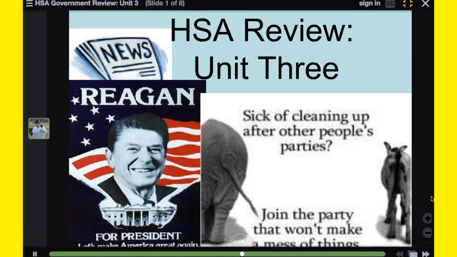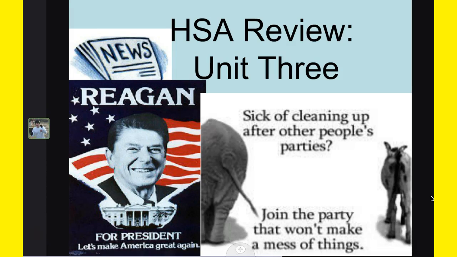So keep in mind one thing while you're going through this unit. What role does money play? Because money plays a role for political parties, money plays a role for political interest groups, and as many of you know from the previous election, money plays a big role in the election process.